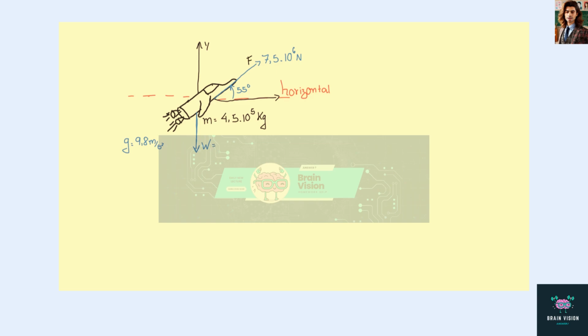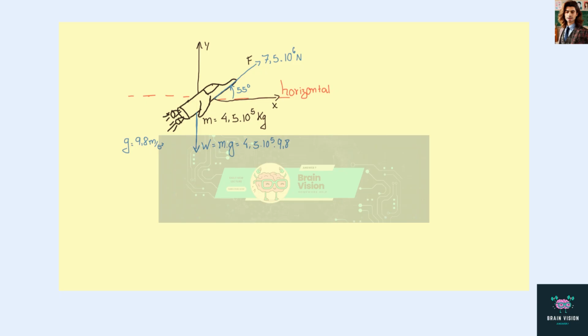And remember that the weight is equal to the mass times the gravity. Then we have 4.5 times 10 to the fifth times 9.8. Let's keep it like this for a while. Now we proceed to decompose the force F on both axes. How can we do that?